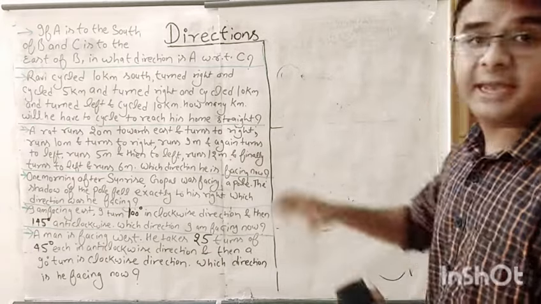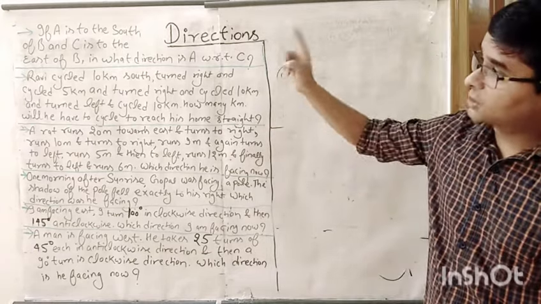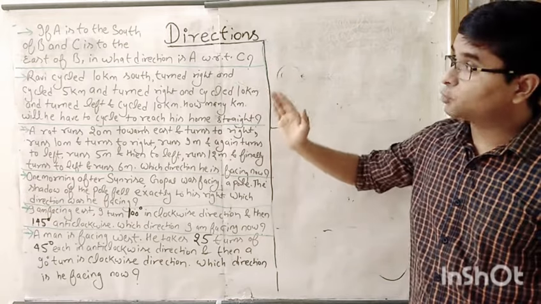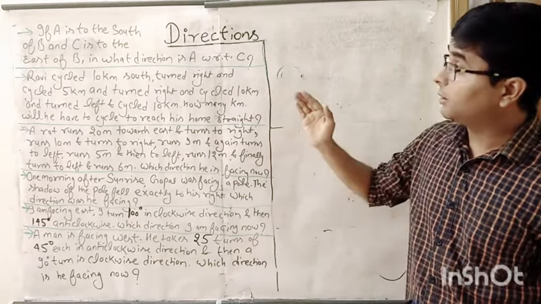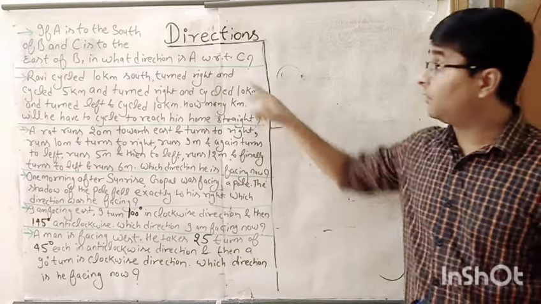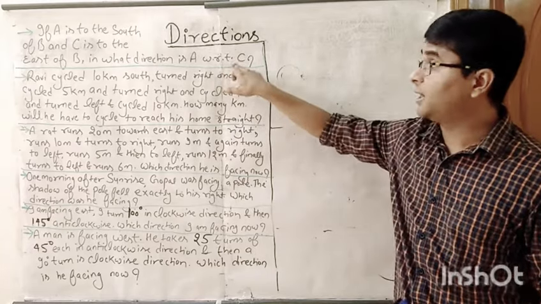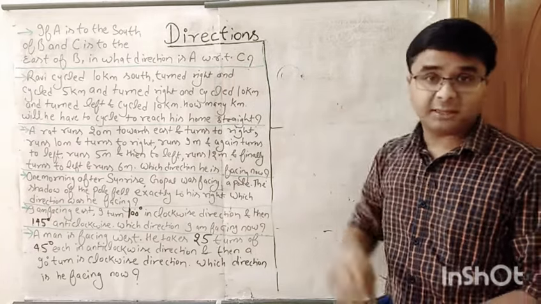Okay, the first one. If A is to the south of B and C is to the east of B, in what direction is A with respect to C? This WRT is with respect to C. Let us take them one by one.